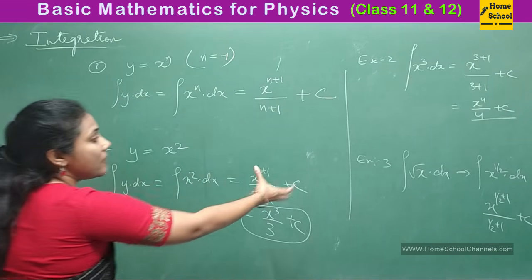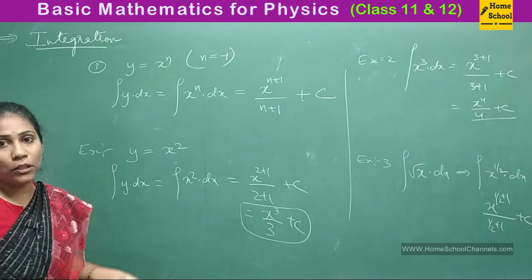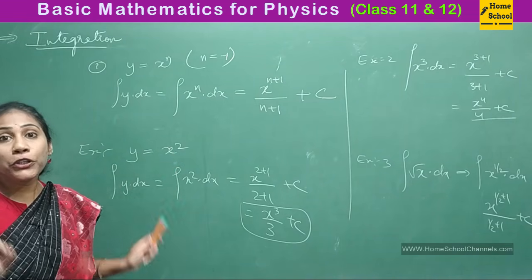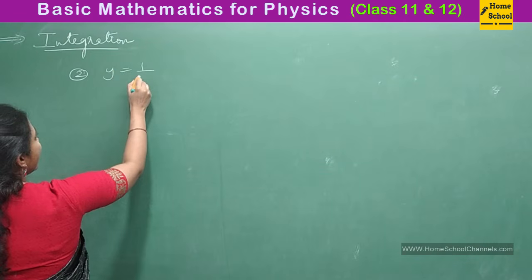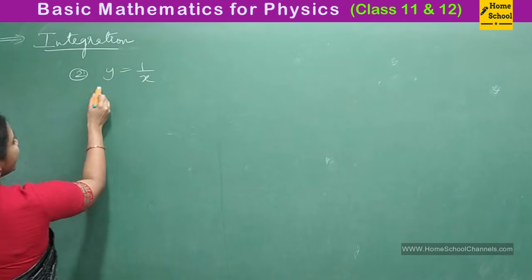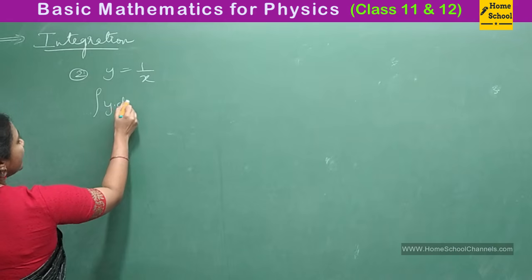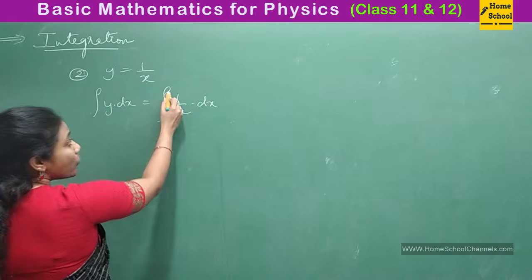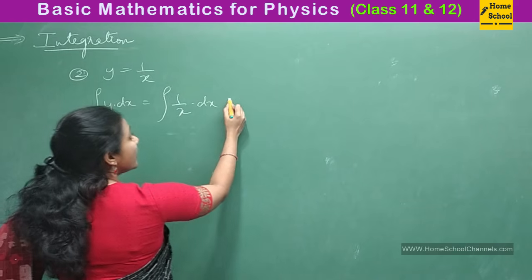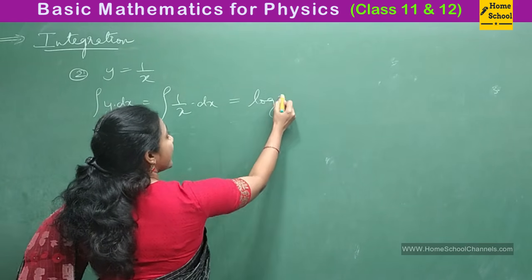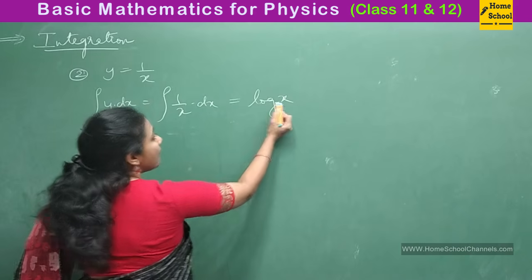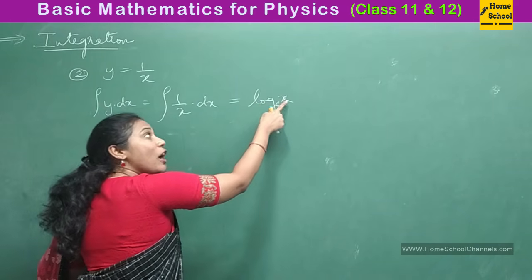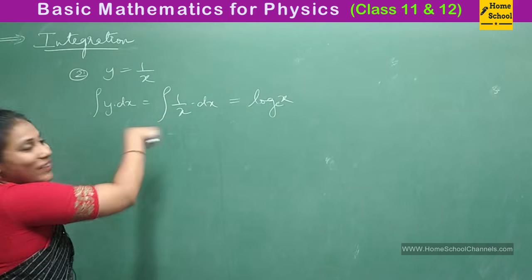Okay, so you can observe in these examples how we have used this formula. Now let's go for formula number 2. If y is equal to 1 by x, how do you integrate? Integration of y dx is equal to integration of 1 by x dx. So integration of 1 by x dx is always equal to log x, log e to the power x. Do you remember, differentiation of log x was 1 by x.